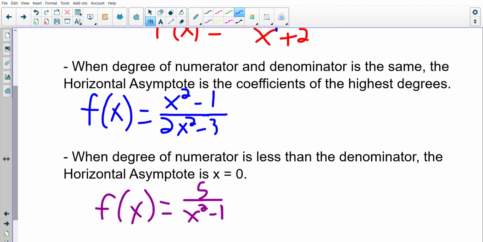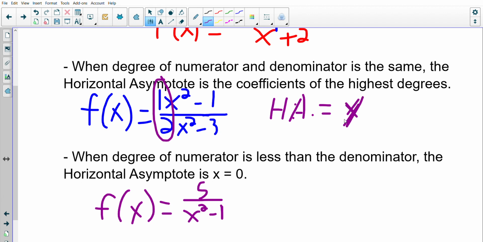When the degree of the numerator and denominator is the same, the horizontal asymptote is the coefficients of the highest degree. So in this one, we actually have 1x squared minus 1 over 2x squared minus 3. So we look at the coefficients of the highest degrees, and so our horizontal asymptote would be at y equals 1/2.